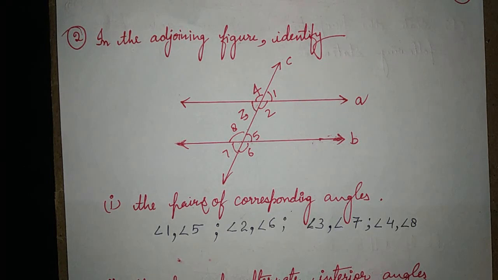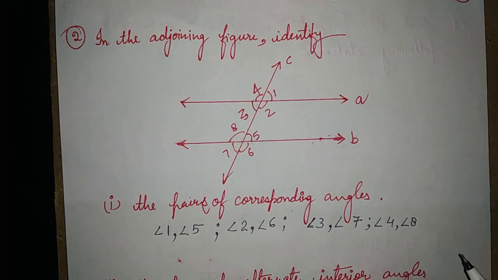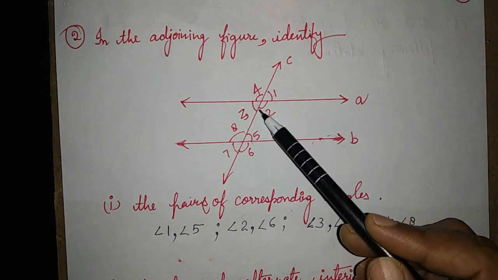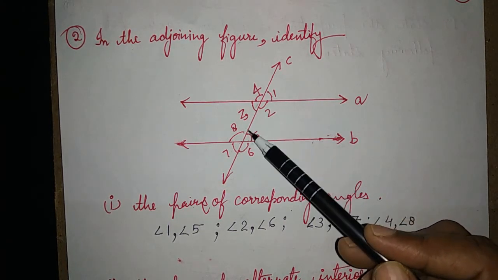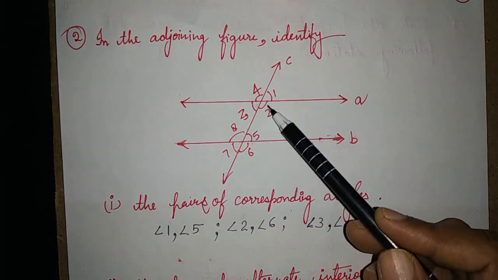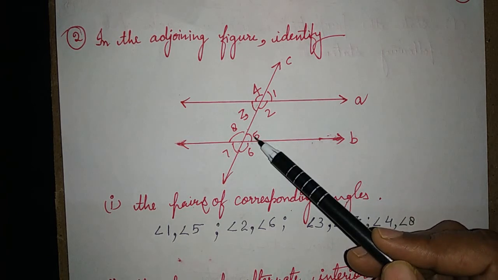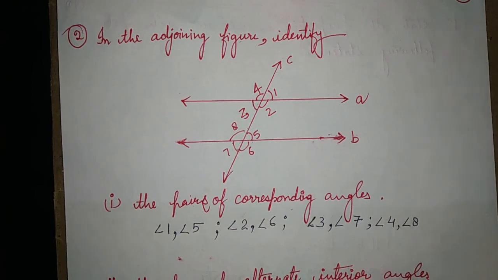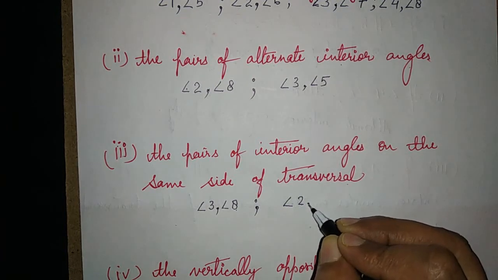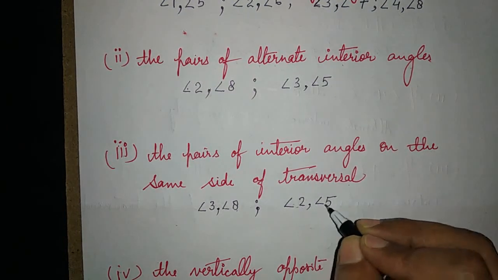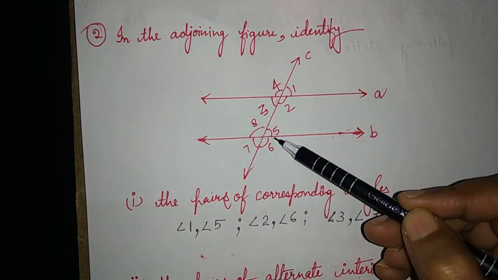Now one more pair you can write which is on the same side of the transversal. You can see angle 2 and angle 5. These two angles are also on the same side of the transversal line. So this pair also you can write: angle 2 and angle 5.